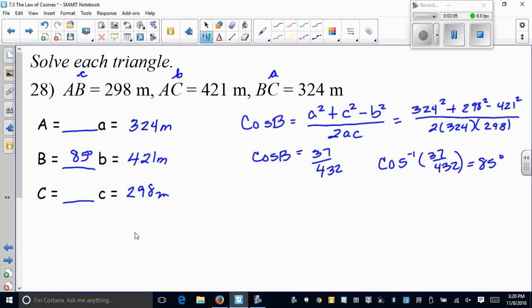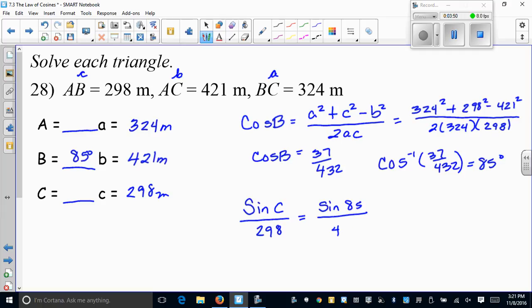So then you can go for angle A or for angle C. It doesn't matter at this point. I've already found my largest angle, so I don't have to worry about the ambiguous law of sines. So we're going to go for angle C at this point. So sine of C over little c, which is 298, equals sine of B over little b. You can always use the actual value, but we'll just go ahead and grab the 85 degrees over 421.